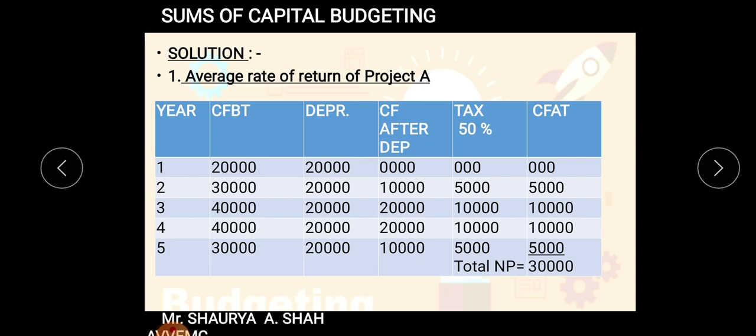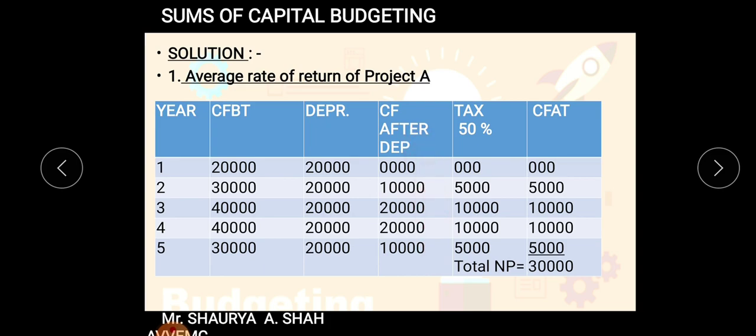Fine. So what you have done till now is you have written year, you have written cash flow before tax, then you have written depreciation. Now what you will do, students, is deduct the depreciation from the cash flow before tax. So this column minus this column, you will get cash flow after depreciation. So cash flow after depreciation is 0. Here it is 10,000: 30,000 minus 20,000 gives me the value of 10,000. 40,000 minus 20,000 gives me the value of 20,000, and so on, right?